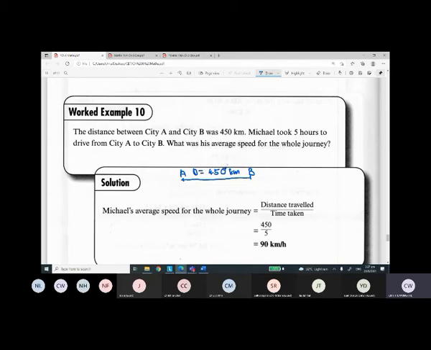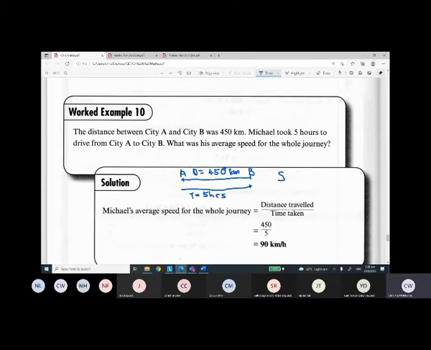So the first thing you do, write this down. Now, Michael took 5 hours to travel from city A to B. When he goes from A to B, how long did he take? He took 5 hours. So this is the time. You're supposed to find the speed, S. I've given you the distance, I've given you the time. You're supposed to find S. S is the speed, right?